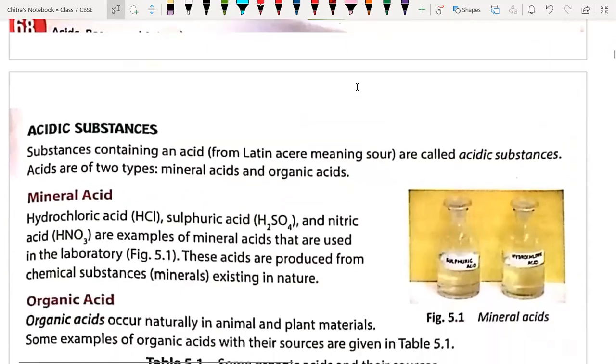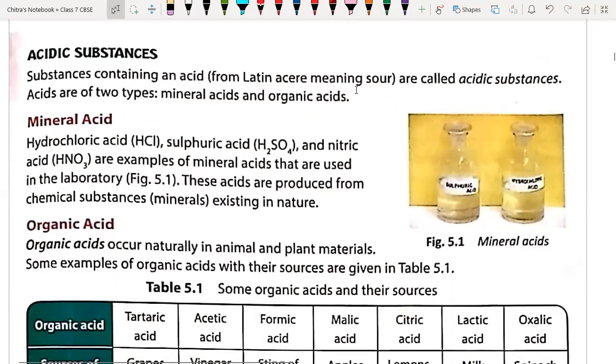Next, first we are going to understand acidic substances. Substances that contain acid are called acidic substances. The word acid is derived from the Latin word acer. Acer means sour taste. It is the Latin word meaning sour.